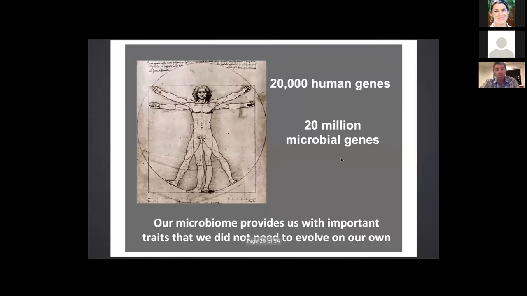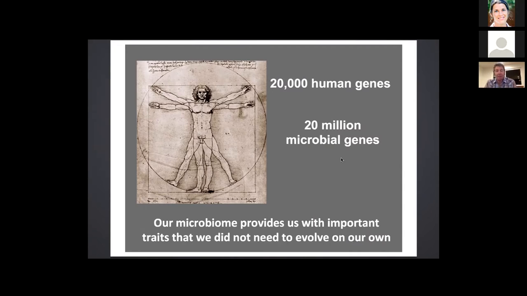But I think perhaps what's most interesting about this is that there's a lot of genetic information contained in these microbes that live on our bodies. So just to put this in context, you have about 20,000 human genes. In other words, you have 20,000 genes that code for various different things and make us who we are. If you add up the genes found in the microbes that live on and in our bodies, we're talking about 20 million microbial genes.